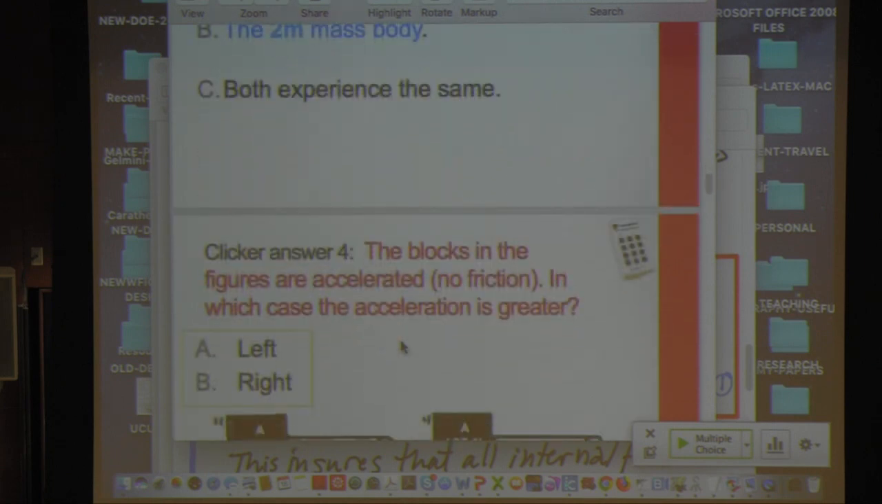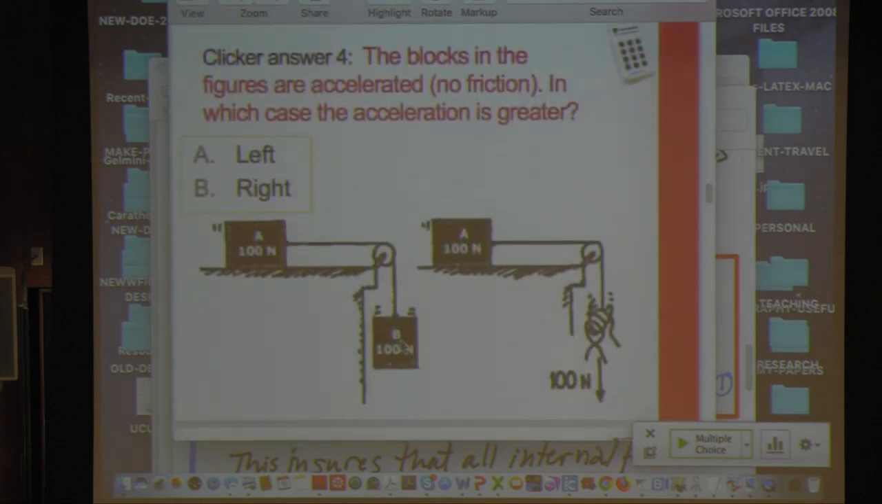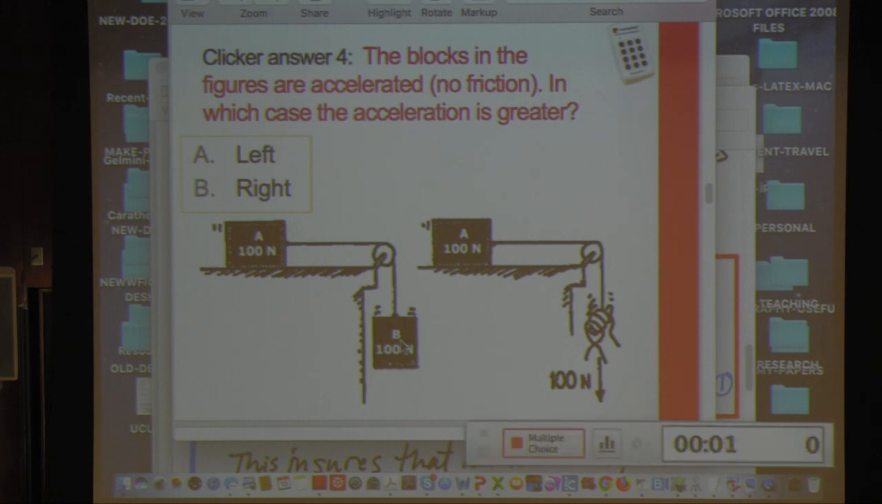I think this is the last. No. I have one more for Newton's second law. Let me finish. Okay, this one. Just start voting. Is this a situation of equilibrium? Everybody? No. Why? Because there is acceleration. Okay, good.